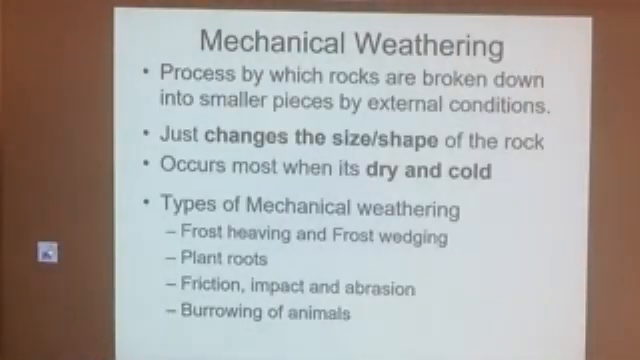So mechanical weathering is where these rocks are broken down into smaller pieces by external conditions. This means we are changing the size and the shape of the rock, okay? And mechanical weathering occurs most when it's dry and cold. Types of mechanical weathering that we'll talk about are frost heaving and frost wedging, plant roots, friction, and burrowing of animals.